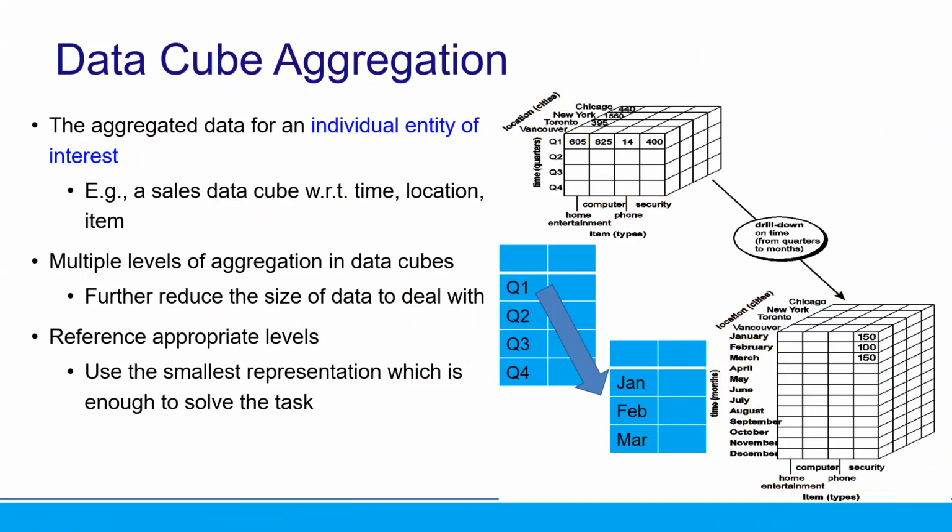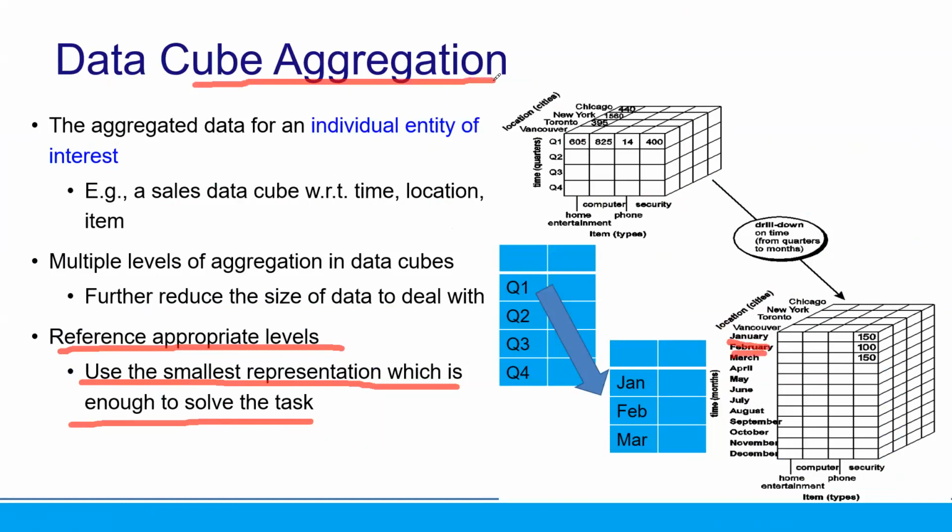We can have reference appropriate levels. It means we can use the smallest representation which is enough to solve the task. Basically, this depends on your analysis later. If you are going to predict the next quarter, then you can use the quarter-based data. If you want to predict the next month, of course you need to use the month. But this kind of aggregation is an alternative to reduce the data.